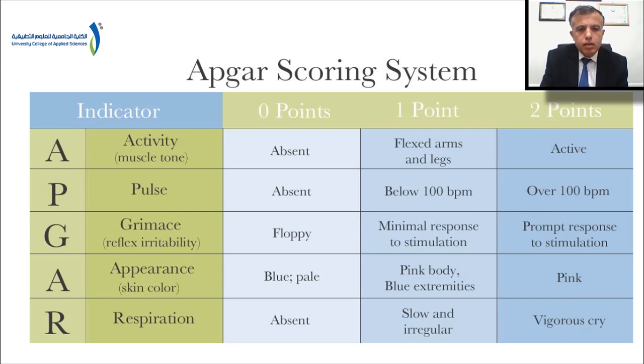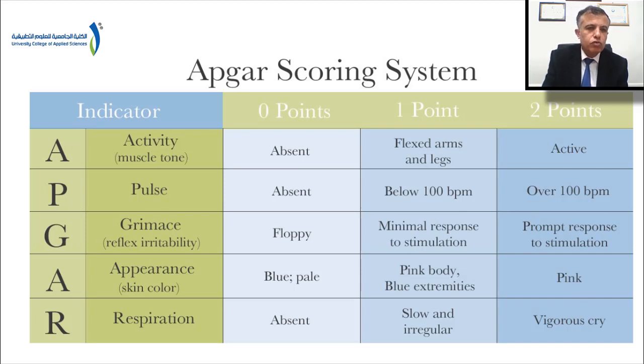To calculate this score, we can sum the points for each criterion. If the grade is 7 to 10, it is a good status, and the child needs only the routine care of a normal baby, with no need for other assistance during this period.